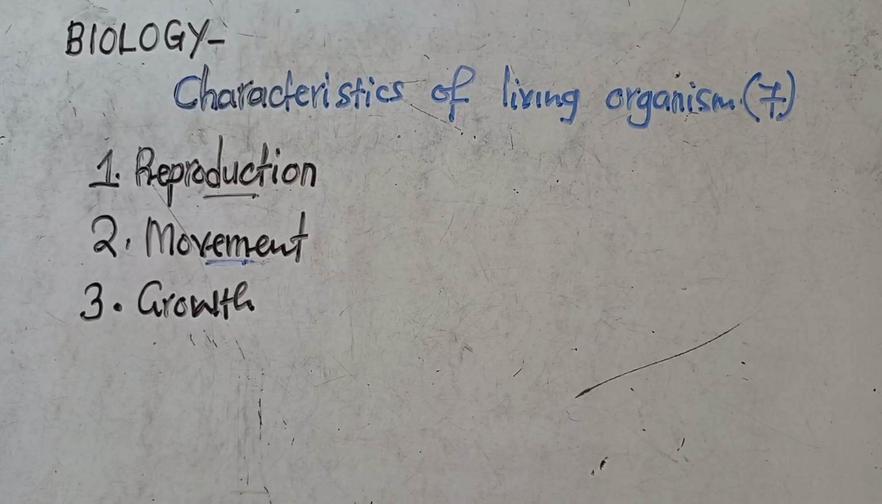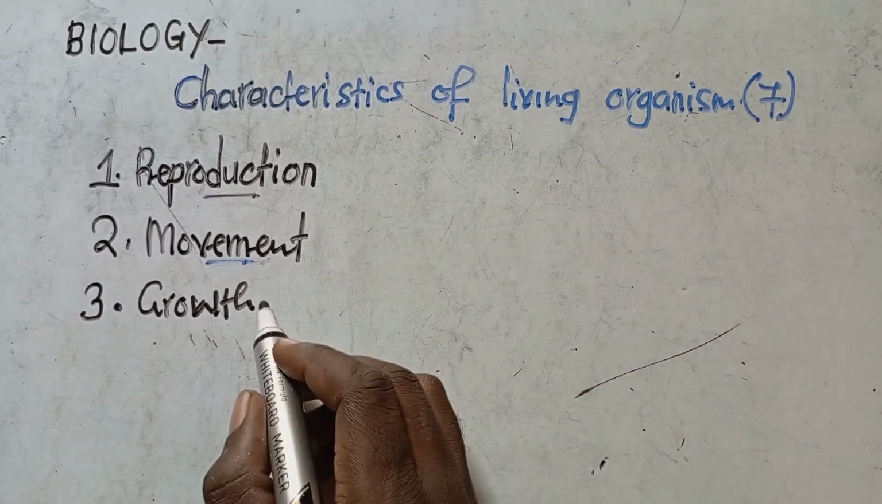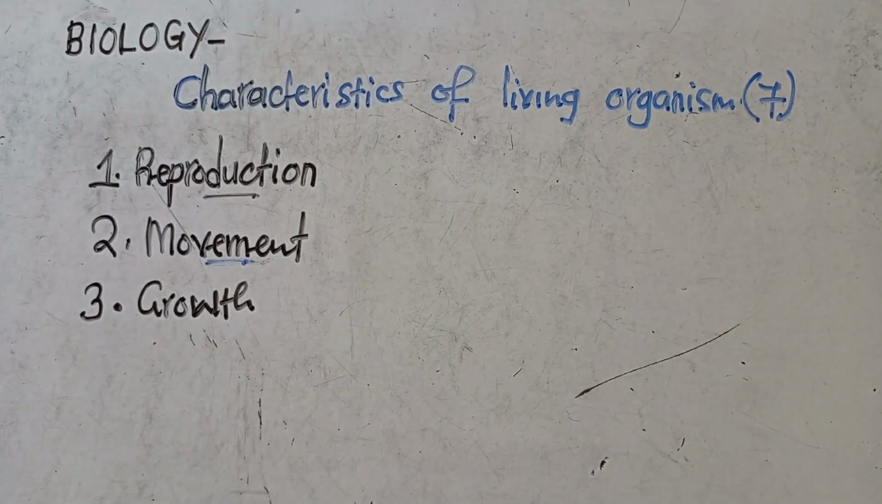You now discover that plants are able to grow. Any living organism is able to grow. So every living organism is able to undergo these 7 characteristics that I'm going to talk about. What is growth? Growth is a permanent increase in mass. So it is just the permanent increase in mass.